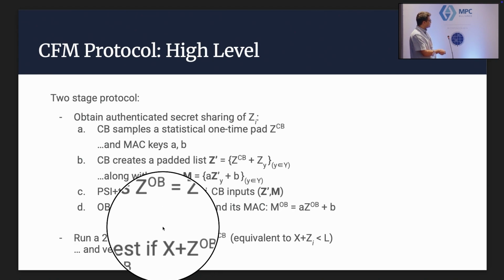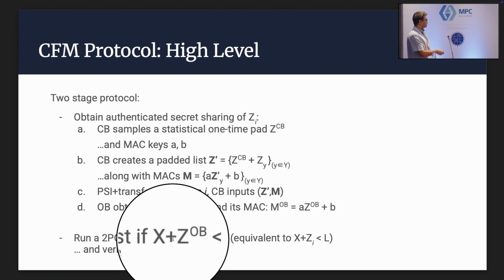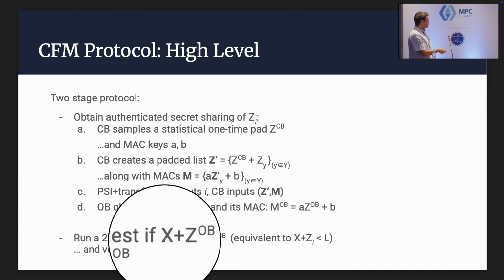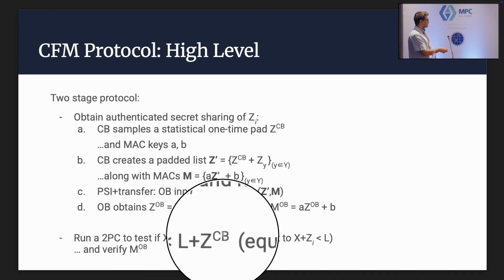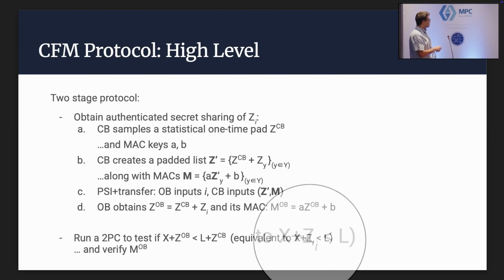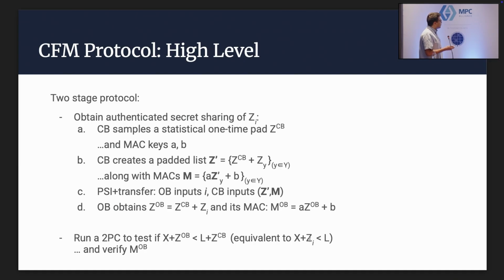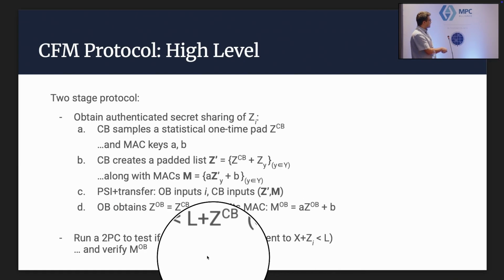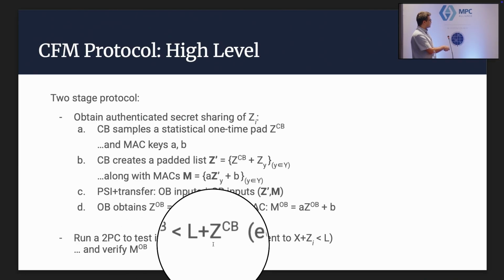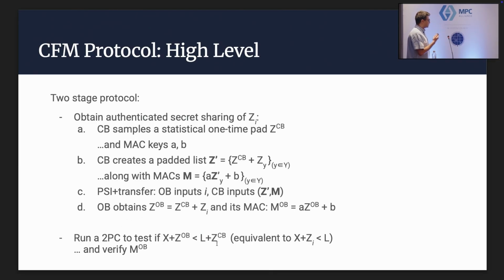So basically, the predicate that we actually use the 2PC to test is X plus ZOB is less than L plus ZCB. And basically, if you just rearrange the terms, you just get back this thing. Why did I do this? Because now the entire left-hand side is known to OB, and the entire right-hand side is known to CB. So this is going to make things a bit simpler in a minute.